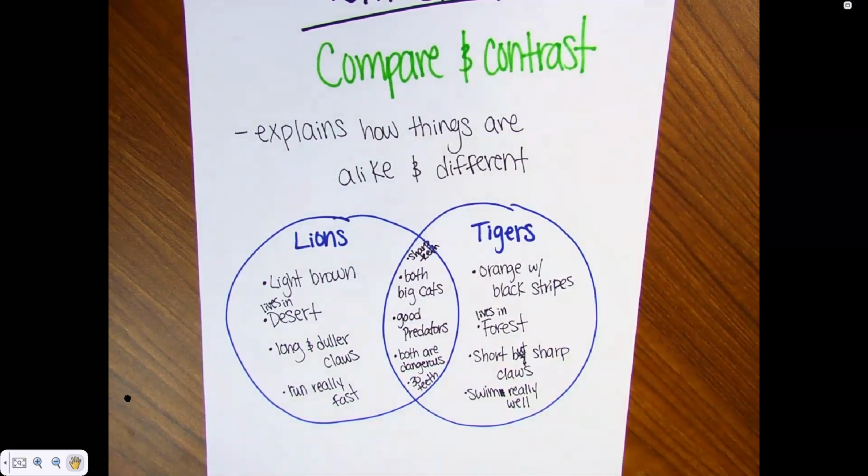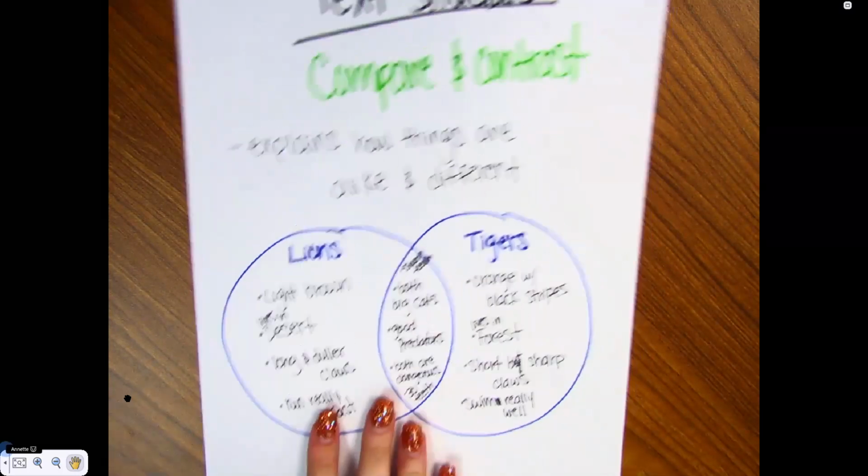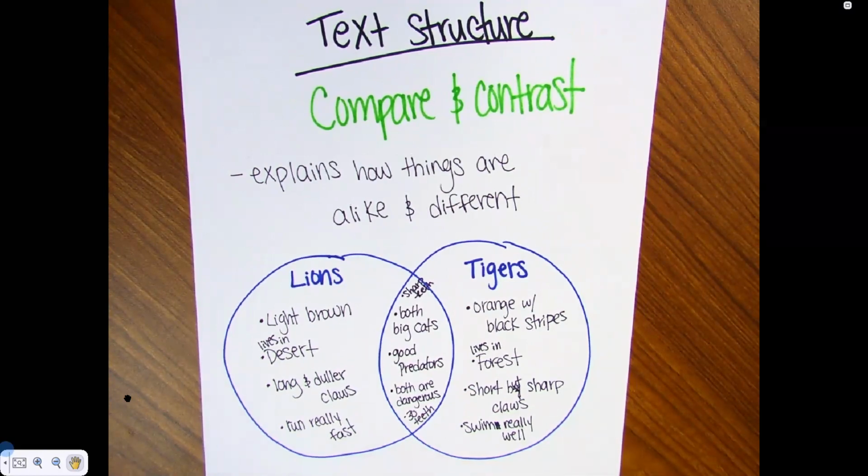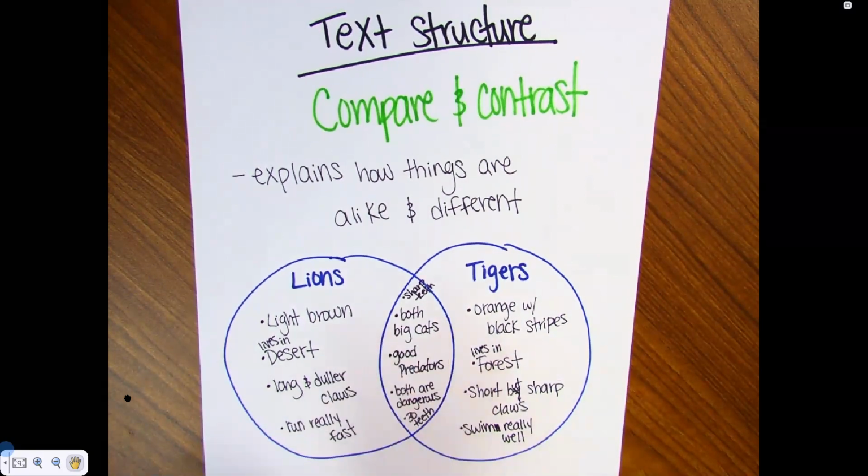Okay, so this is our compare and contrast of the lion and the tiger. When we're doing compare and contrast, this is something you are going to see. And I guarantee you will probably also see this whenever we're taking our informational test or whenever you're taking STAR, because they may put a Venn diagram just like this one on the test and ask you to fill in the blanks with answer choices.